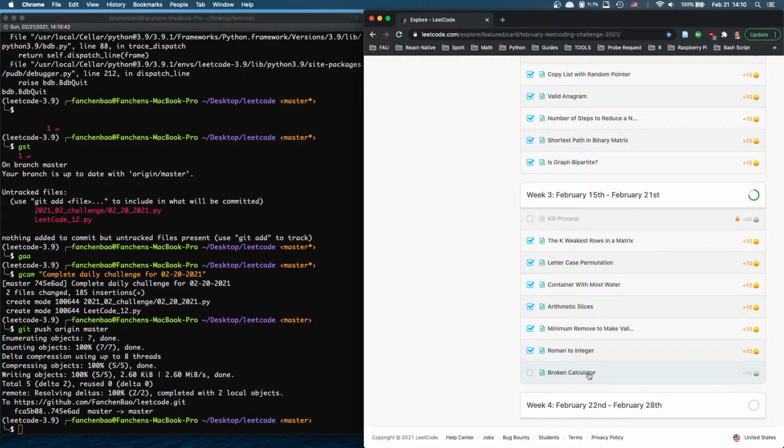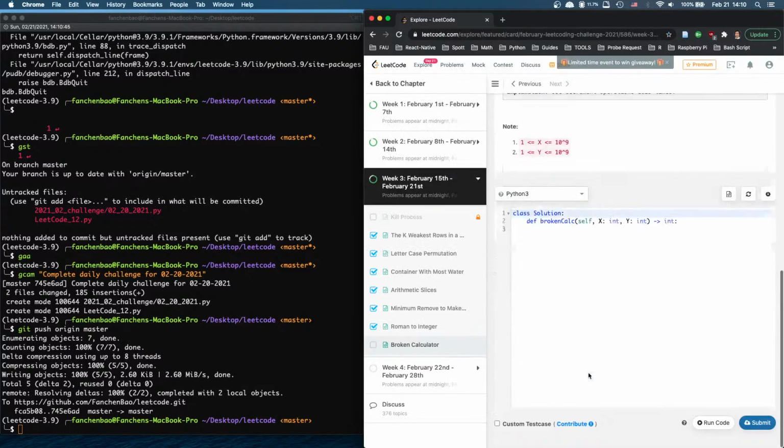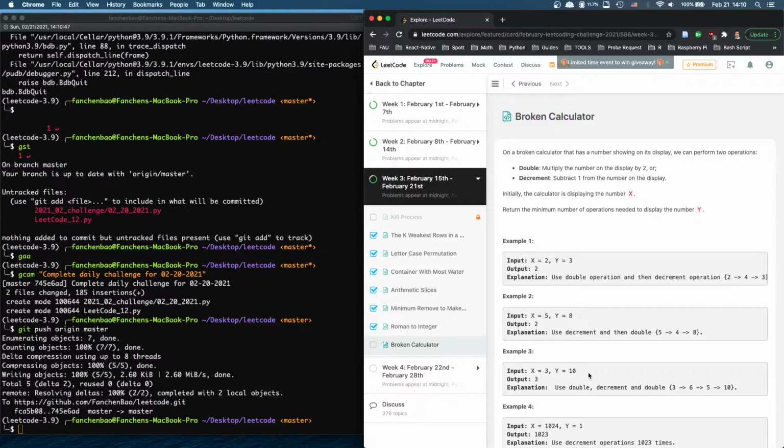Broken calculator. On a broken calculator that has a number showing on its display, we can perform two operations: double, which is multiply by 2, or decrement, subtract 1. Initially, the calculator displays the number x. Return the minimum number of operations needed to display the number y. Why is it called broken calculator? It's just a calculator that can only do two operations, either double or decrement.